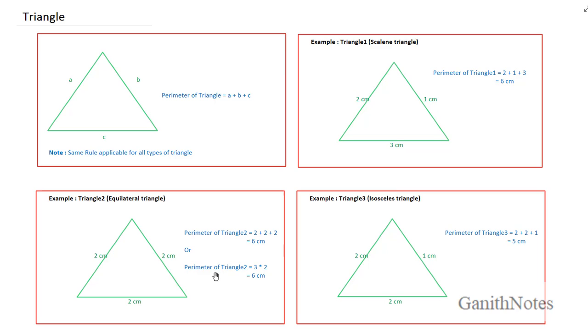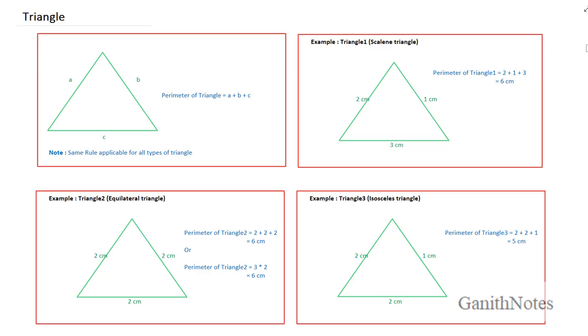Or you can also use thrice the length of one particular side. So the perimeter of triangle 2 would be 3 into 2, which is equal to 6 cm. The next example is an isosceles triangle, where two sides are of equal length and the third side is of different length. So the perimeter of this triangle 3 will be 2 centimeters plus 2 centimeters plus 1 centimeter, which is equal to 5 centimeters.